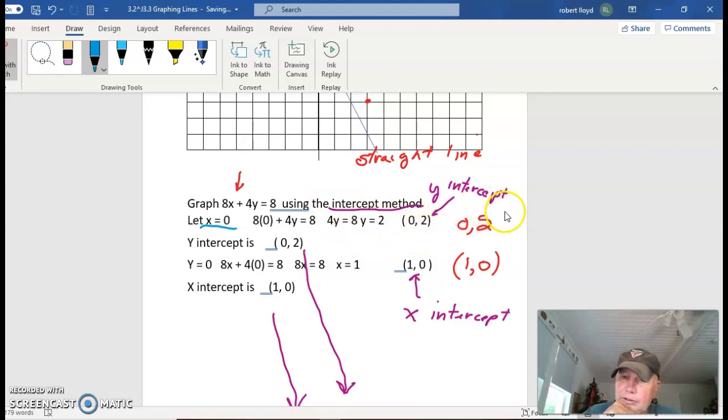So you notice that this has a y value. So it is the y-intercept. So intercepts always have 2 points. The y-intercept will always have x is 0 and 2. So that's the y-intercept. Now, we let y equal 0, and we solve for the x. So when y equals 0, we'd end up with 8x equals 8, x equals 1. So the x-intercept is not 1, it is 1, 0.